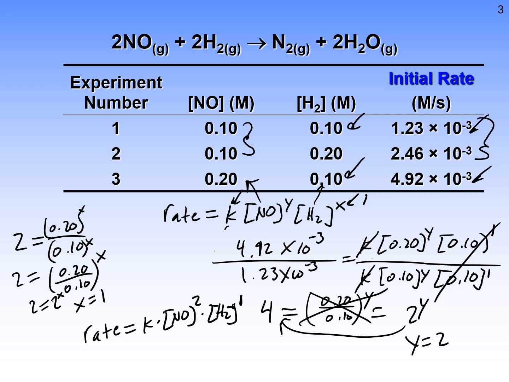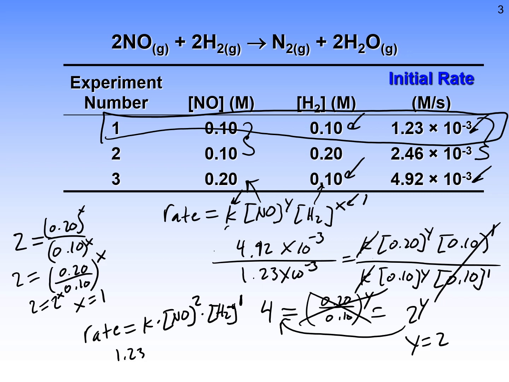Now that I know the exponents, I can pick any one set of data here. I'm going to do 1 and solve for K. I know the rate is 1.23 times 10 to the negative 3, and that's equal to K times 0.10 squared times 0.10 to the power of 1. And so we can rearrange and solve for K. Now this is a third order reaction, so K does have units, and we're going to need to determine those as well. So the value I get is 1.23.